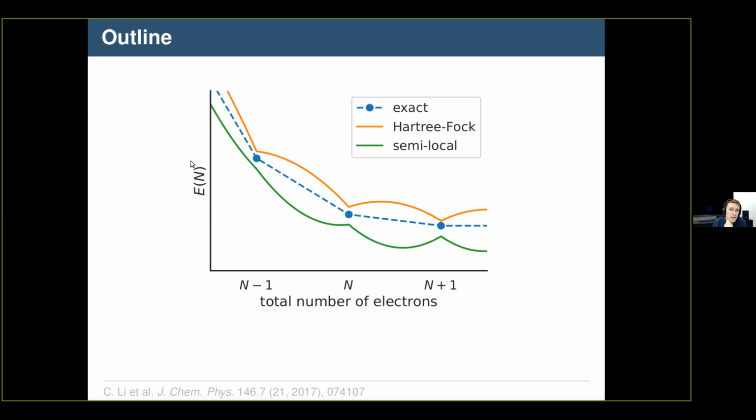And so if we look at DFT, semi-local exchange correlation functionals are the standard entry-level exchange correlation functionals, and they tend to exhibit concave, or convex, behavior. Either way, I'm from New Zealand. I get these things upside down. I'm allowed.